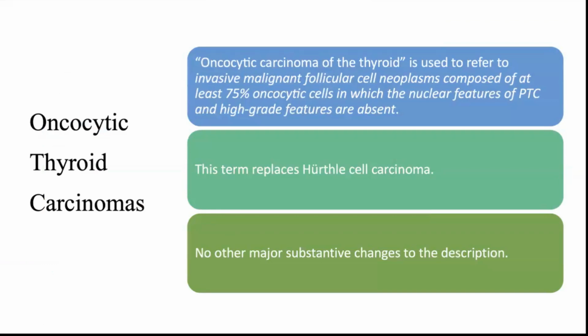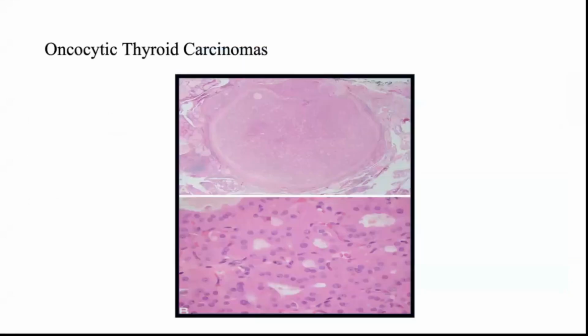So oncocytic thyroid carcinoma, so Hurthle cell is no more. Oncocytic carcinoma of the thyroid refers to invasive malignant follicular cell neoplasms composed of at least 75% oncocytic cells in which nuclear features of PTC and high-grade features are absent. This term replaces Hurthle cell carcinoma, and no other major substantive changes are present in the description. It still remains poorly iodine avid in post-thyroidectomy follow-up, and the prognosis is the same as was described previously in Hurthle cell. So except the name, nothing else changes.